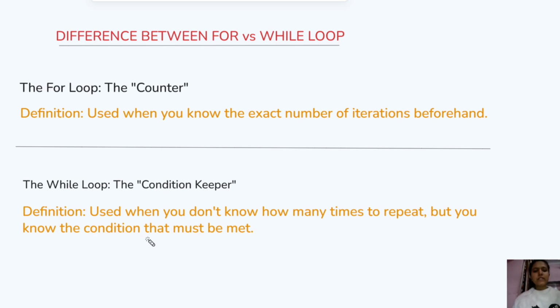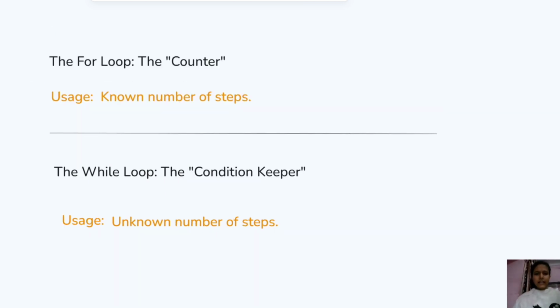So basically the first difference is that in the for loop we know how many times the loop iterates, and in the while loop we don't know how many times the loop iterates, we only know the condition. The second is that in the for loop we know the number of steps, meaning how many times the loop iterates, but in the while loop the number of steps is unknown. So basically the second difference is similar to the first.